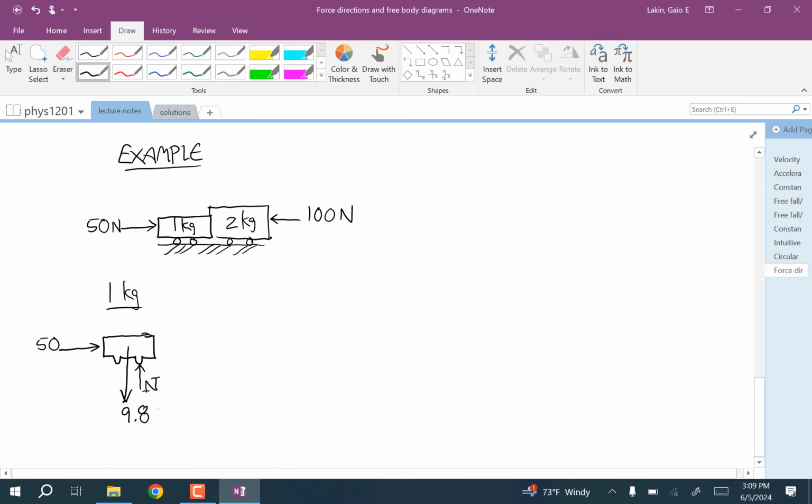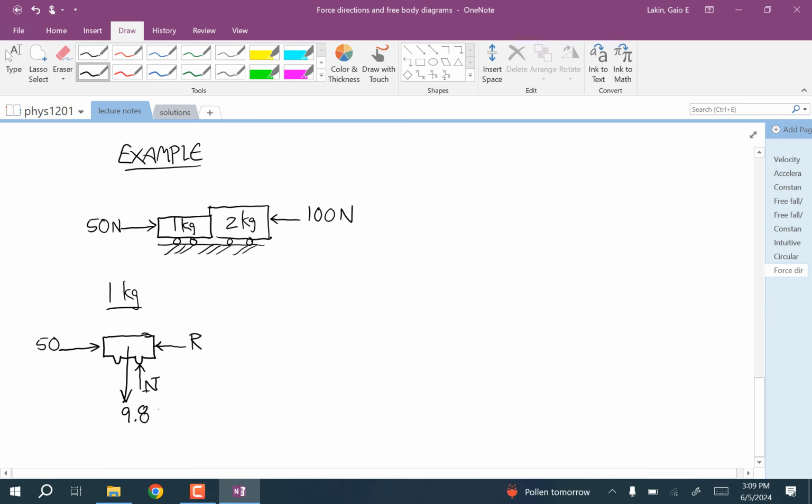And now we'll look for the contact, the pushing force applied by the 2 kilogram cart. That's perpendicular to the surface, toward the chosen body. We don't know the magnitude of that force. I'm going to call it R for reaction force. But that's just a variable, and that's something that we would have to calculate later.